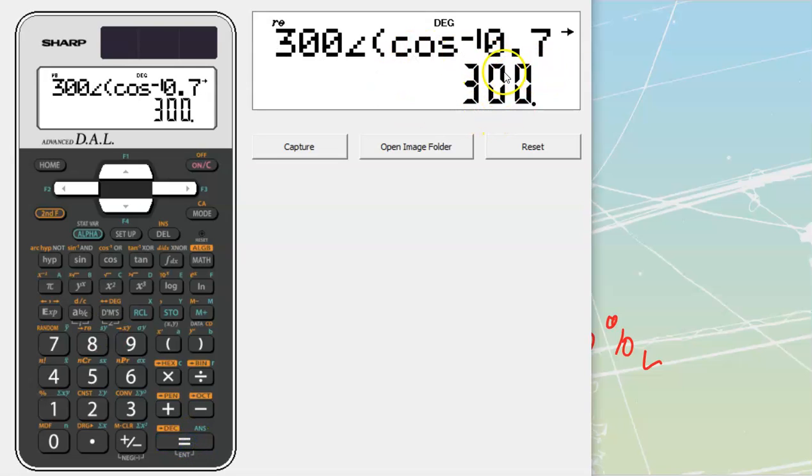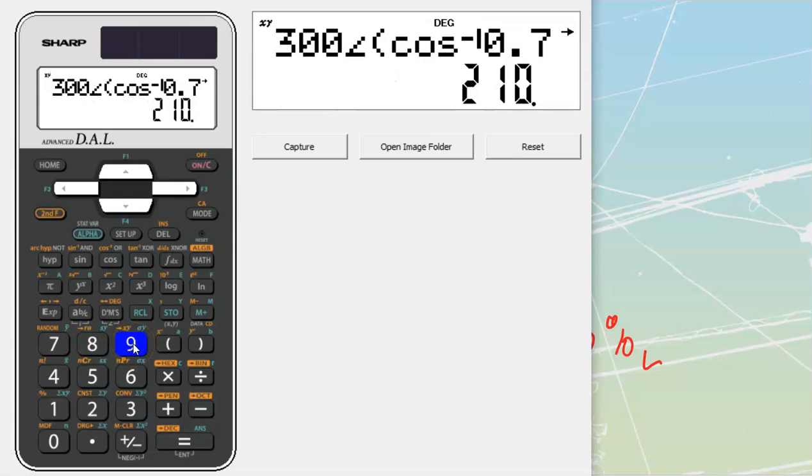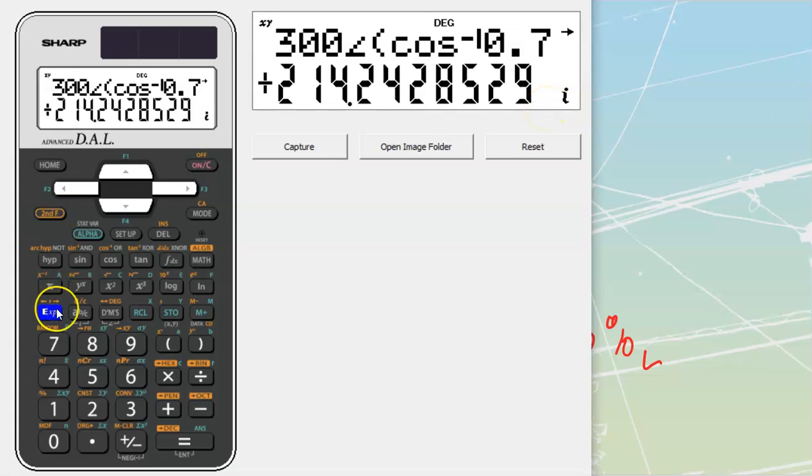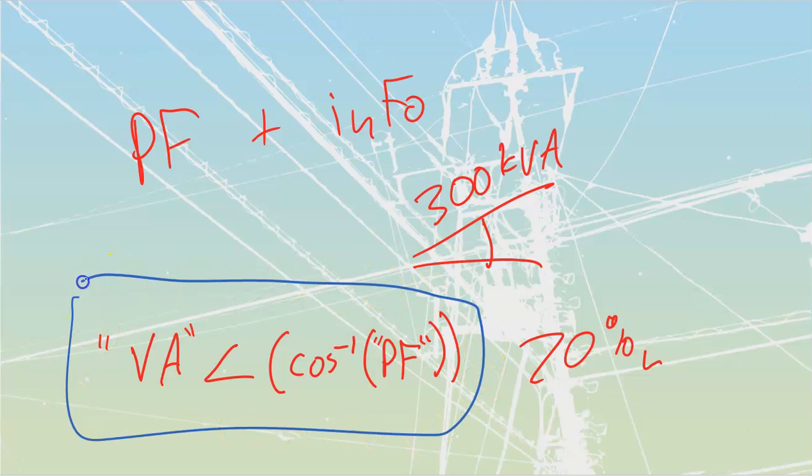It gives us the angular degrees when I comma over. So it tells me the angular degrees. Even better yet, I do that conversion to my XY, and it tells me immediately that I've got an X value, therefore watts, of 210. So this is kilowatts, 210 kilowatts. And that I've got a Y value of 214.24 kilovars that I'm going to have for it. Lovely, super fast.